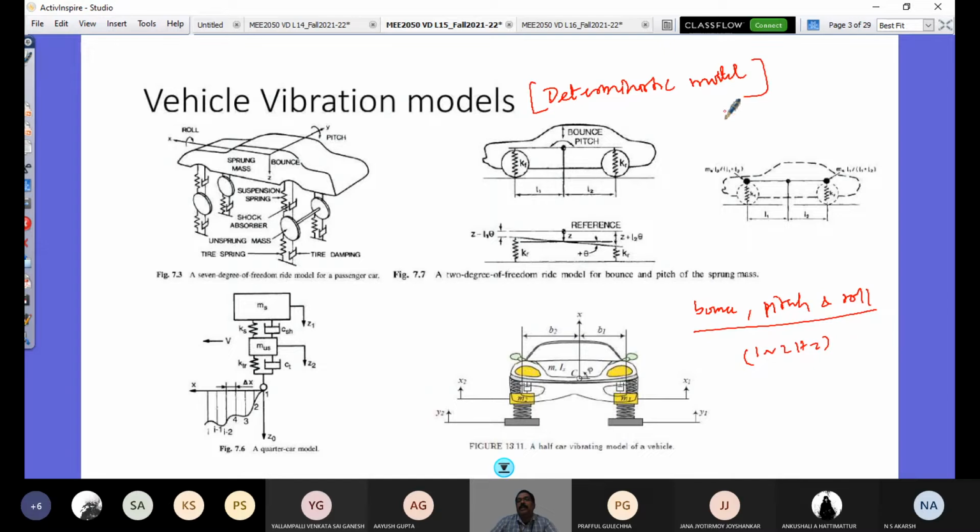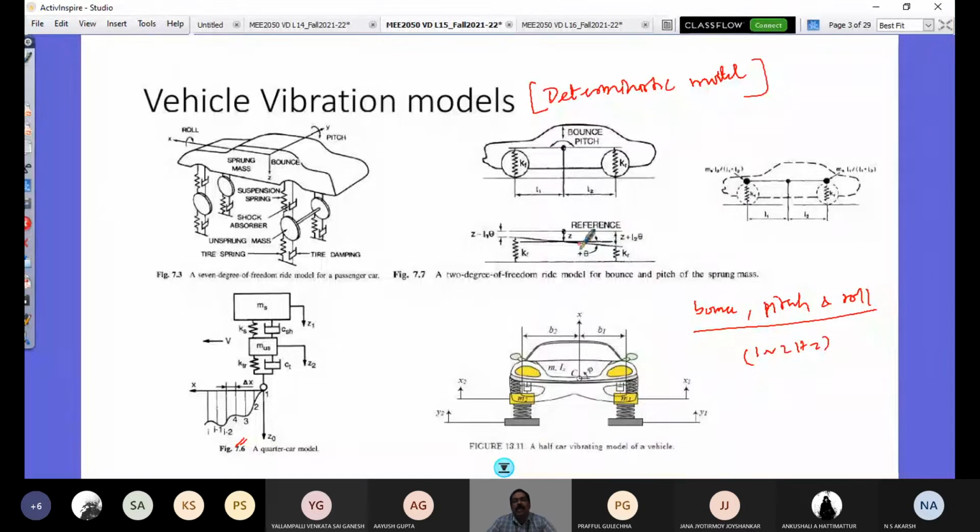So what do you mean by deterministic model? We have given a well-known harmonic excitation. Instead of looking at the random road profile, we have given a harmonic excitation, and that's why it's called a deterministic model. And this is a very good model for comparative study of vehicle ride comfort of different brands or on a different road. It is good for a parametric study.